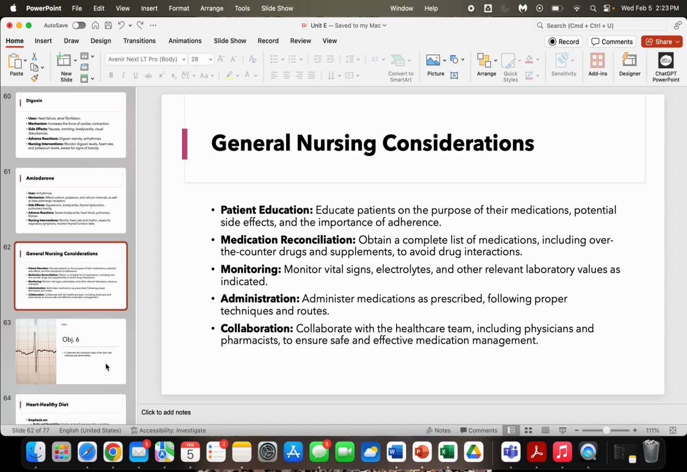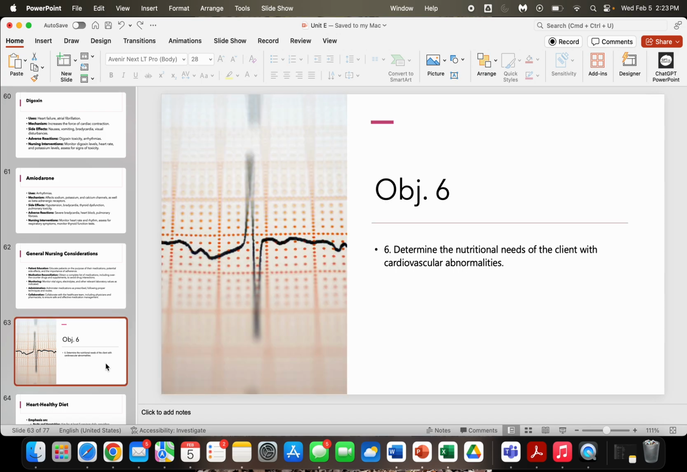Other things, vitals, electrolytes, lab values, all very, very important. Biggest teaching piece here, make sure your patients are taking the medication as prescribed, okay? Teaching them that is a super important piece of nursing.